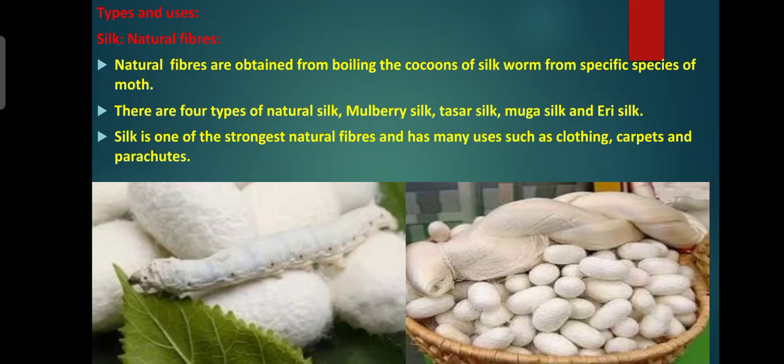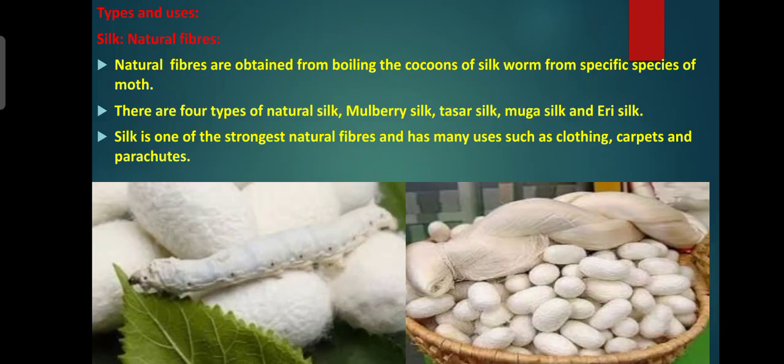Types and uses of silk, a natural fiber. Silk is a natural protein fiber which can be used as a textile fiber. It is one of the important animal fibers obtained from the silkworm. History of silk. Around 3500 years ago, silk was discovered in China during the reign of an empire.